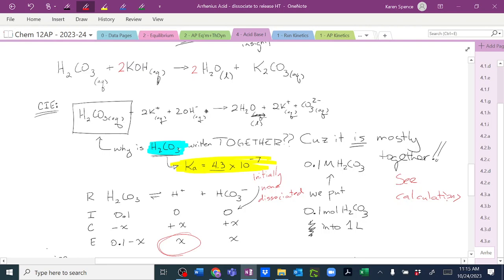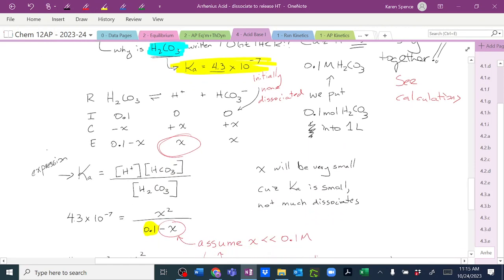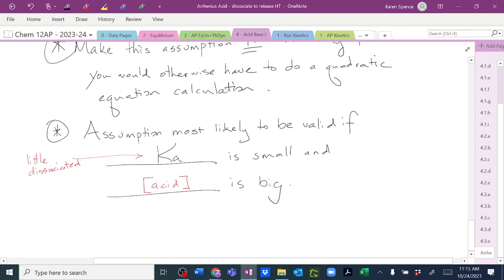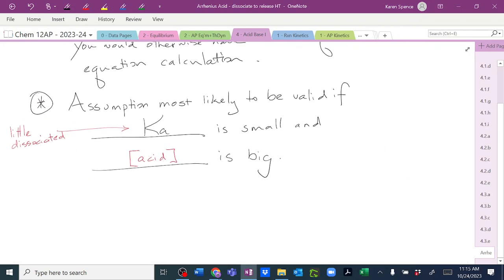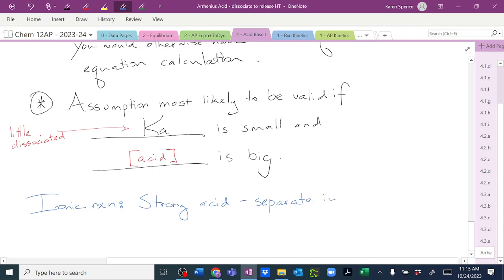So when it comes to writing neutralization reactions, if it's a strong acid, you split the ions apart. If it's a weak acid, you keep the ions together. So is that good? We're feeling all right about that? Okay.